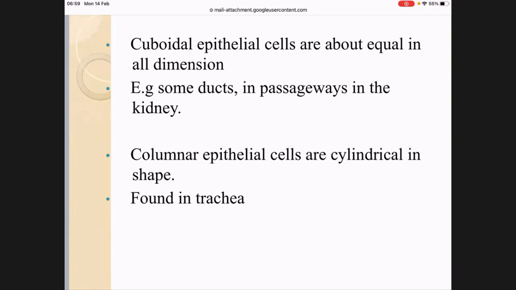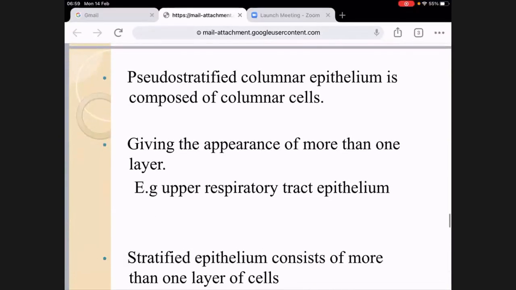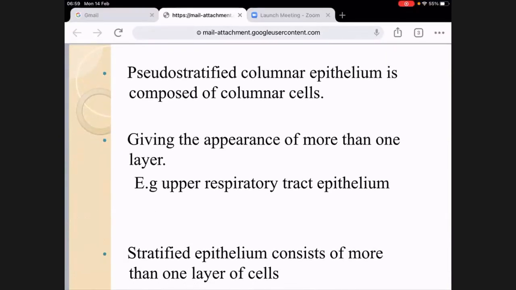but you have to ask them how to prepare a slide to see under the microscope. Okay, then cuboidal epithelial cells are equal in all dimensions. So that's what you call cuboidal. That's found in some ducts and the passageways of the kidney. Then the columnar, mostly cylindrical cells, found in the trachea. Pseudostratified columnar epithelium is composed of columnar cells, but seems like stratified. Pseudo means false. They are one layer, but appear like many. But they all lie on the basement membrane.